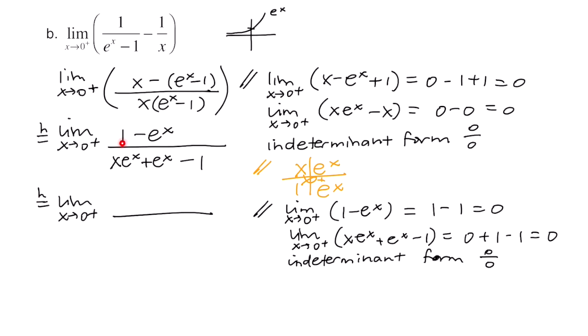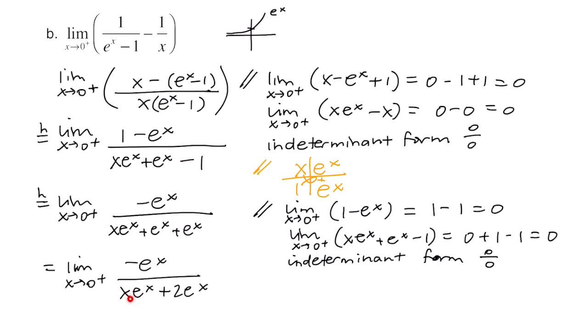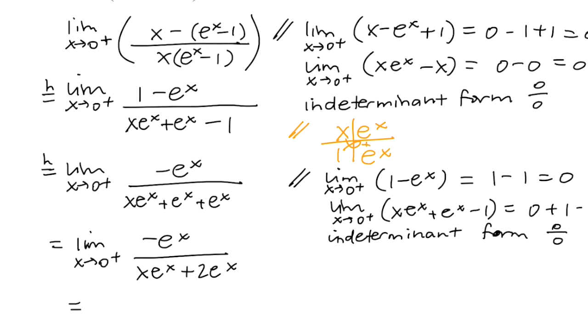The derivative of 1 is 0. The derivative of negative e to the x is negative e to the x. We're going to next take the derivative of x e to the x, which we already did. The derivative of e to the x is going to be itself. And the derivative of this negative 1 is 0. So we could simplify this a little more, but we could also evaluate the limit, which I'm going to just do. X is going to 0 from the right. So for the numerator, you get negative 1. This term is going to go to 0, and this term as x goes to 0 is going to be 2. So our final answer is going to be negative 1/2.